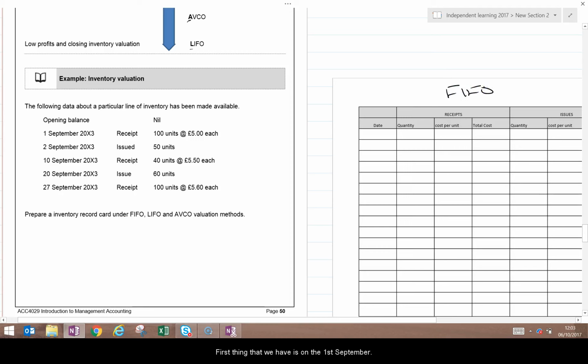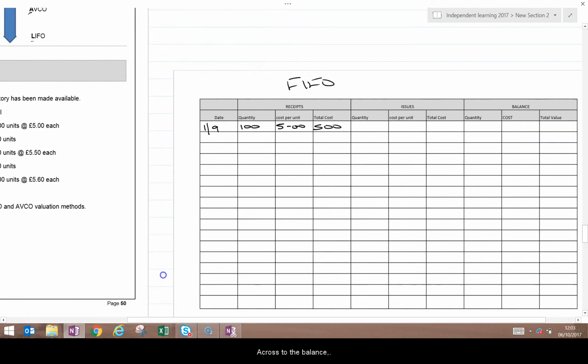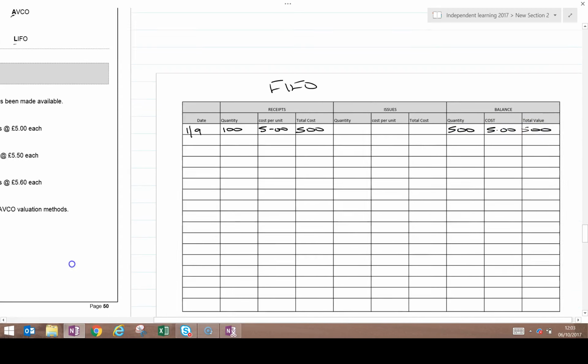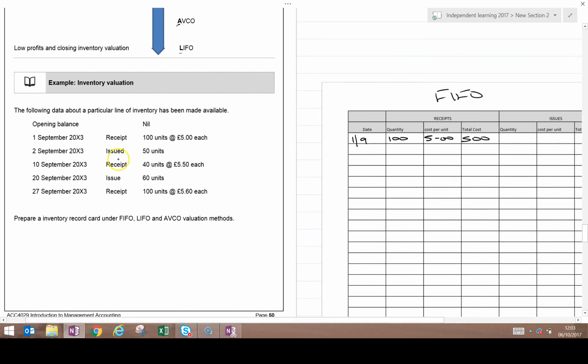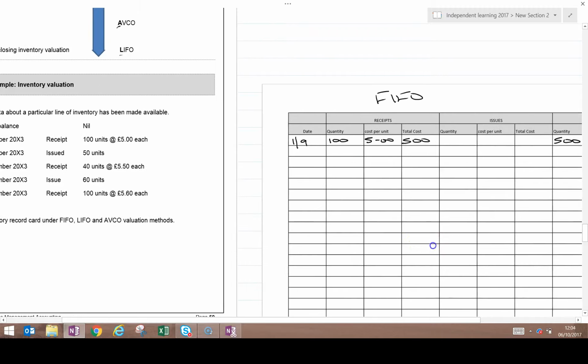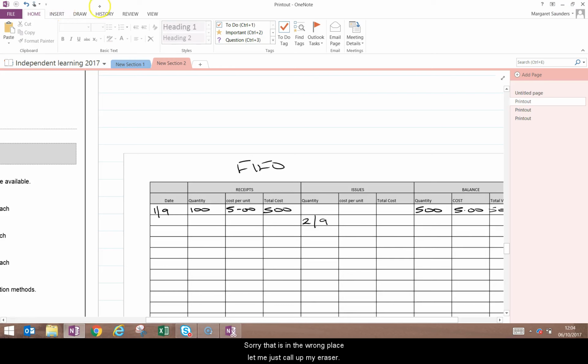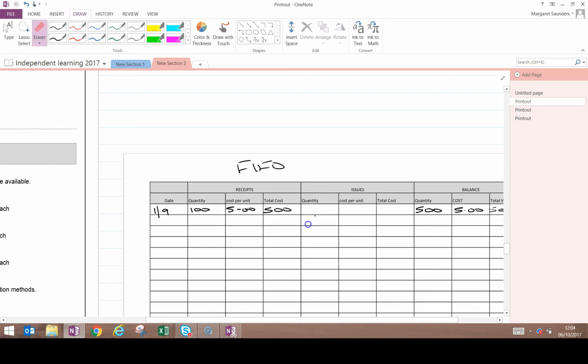So the first thing that we have is on the 1st of September we received 100 units. They were £5 each, so that works out to £500. Then we go across to our balance column, so we now have in stock 500 units. They're £5 each, so that's £500. Then the next transaction. So we issued 50, and that was on the 2nd. So 2nd of September, sorry, that is in the wrong place. Let me just call up my eraser and rub that out. There we go.